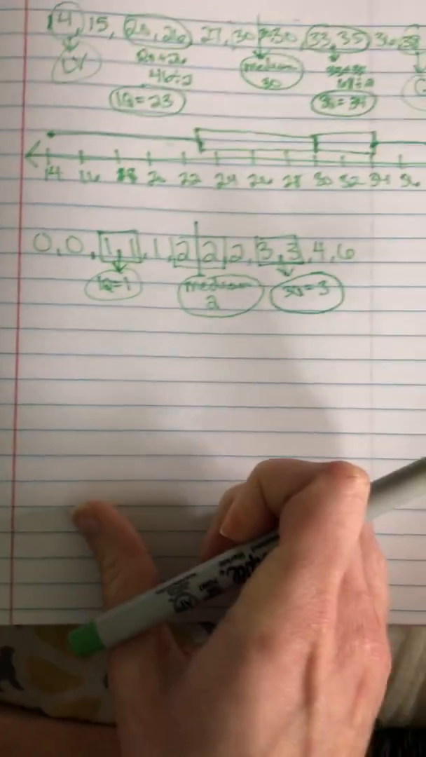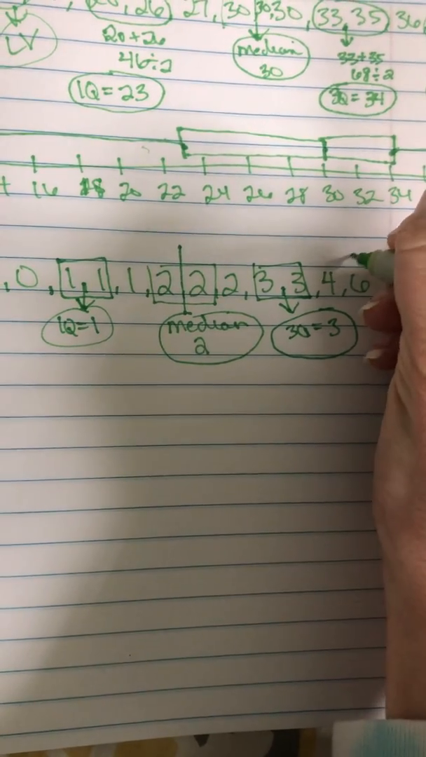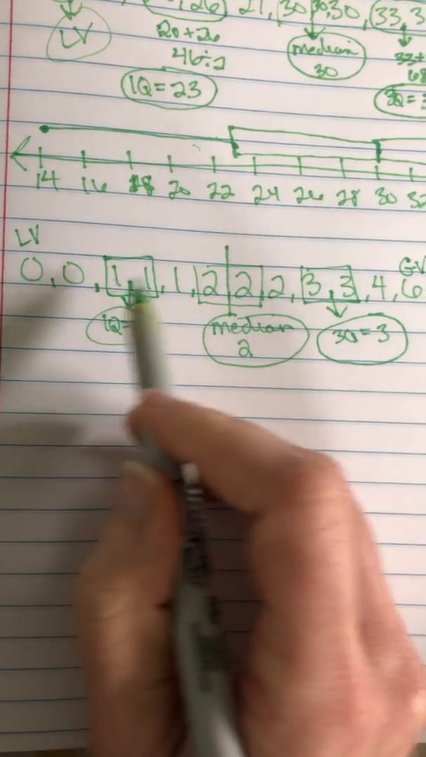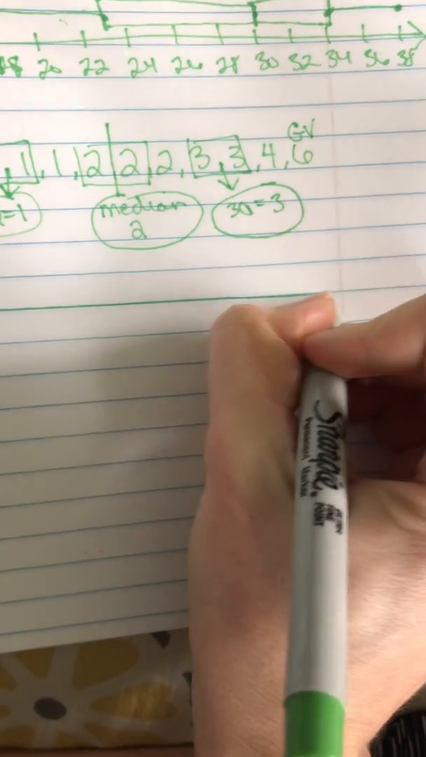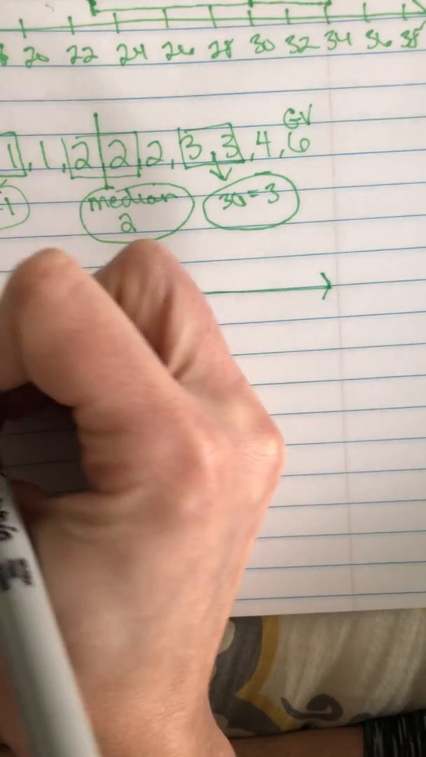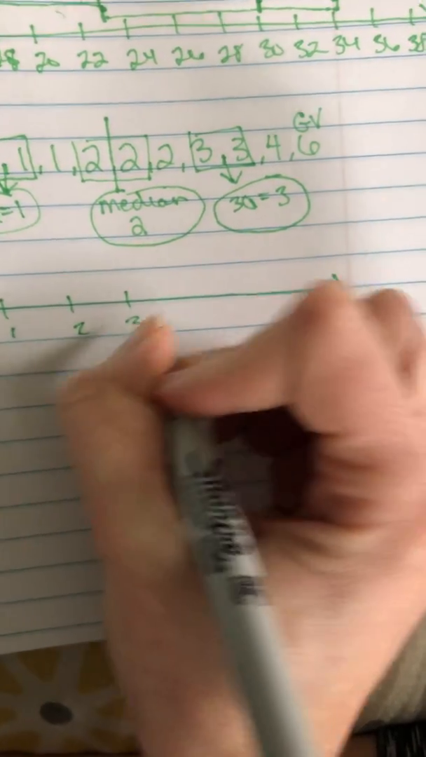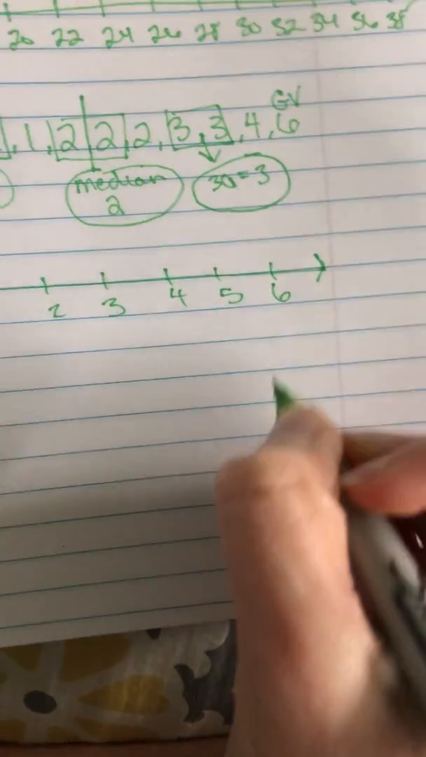And then the only other 2 pieces of data I need to make my box and whisker plot are my least value and my greatest value. Now I'm ready to draw a number line. I just know it needs to go from 0 to 6, so here I can definitely count by 1s. Those are nice and close together. So 0, 1, 2, 3, 4, 5, 6.